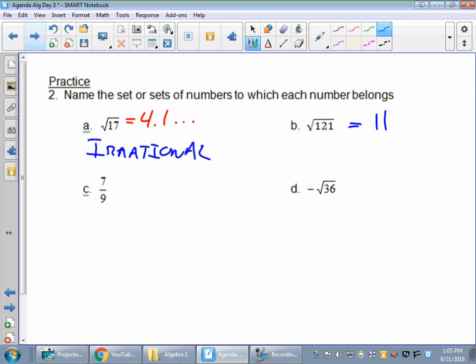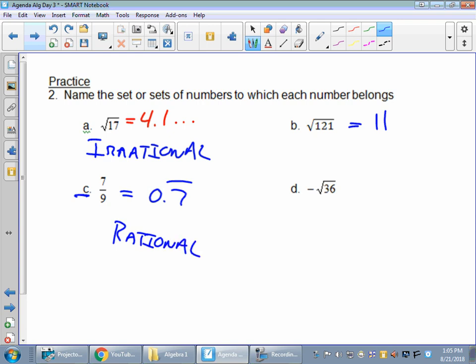If we do this one, letter C here, 7 divided by 9. In this case, you're going to get 0.7 repeating. It's going to go on and on forever and repeat. So what type of number is that? It's a repeating decimal, which makes it rational. Remember, if it repeats or it ends, it's a rational number.